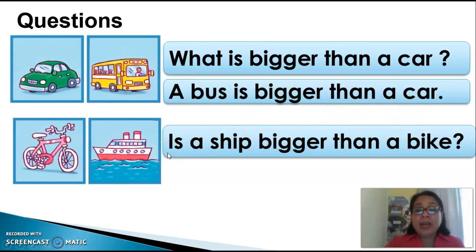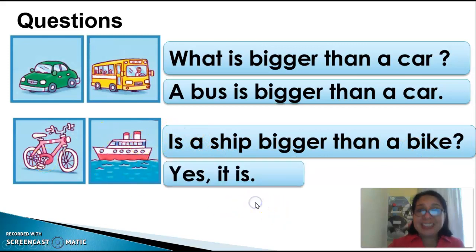And we also have a yes and no question. What does it mean? You will answer with yes or with no. Is a sheep bigger than a bike? Yes, it is. A sheep is bigger than a bike. So we have two kinds of questions. WH questions, where a complete answer will be necessary. And yes and no questions, which can be answered with yes or with no. Okay?